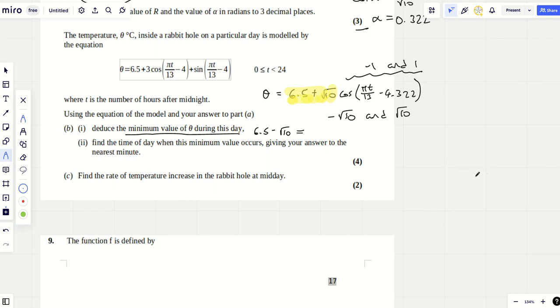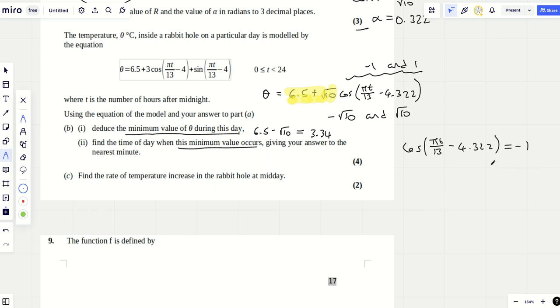And 6.5 minus root 10 is 3.34. They would have accepted the exact value though. Now find the time when a minimum value occurs. Well, we want cos of this stuff to be equal to -1, yeah? So cos of pi t over 13 minus 4.322 equals -1.